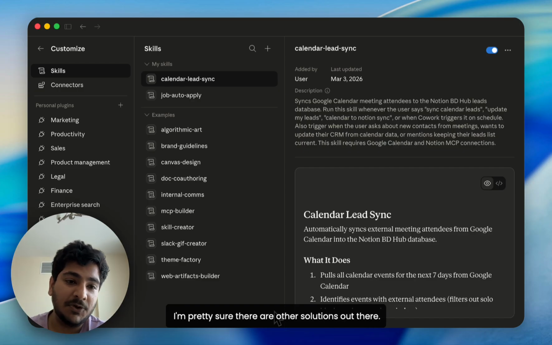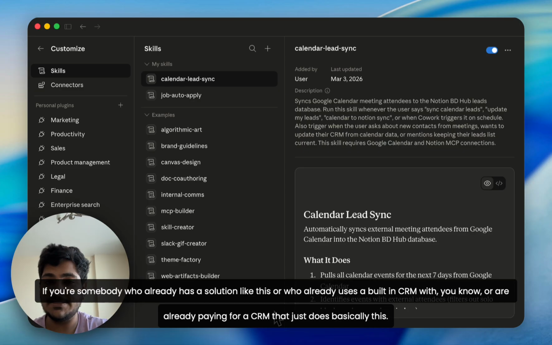So just a little something that I put together. I'm pretty sure there are other solutions out there. If you're somebody who already has a solution like this, or who already uses a built-in CRM, or are already paying for a CRM that basically does this, I hope I save you some extra bucks.